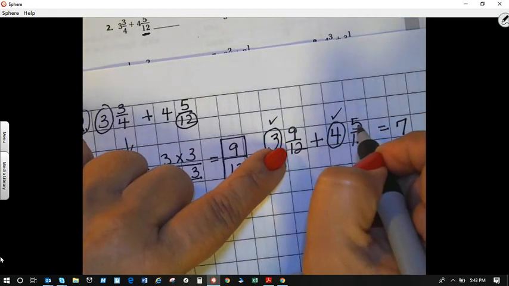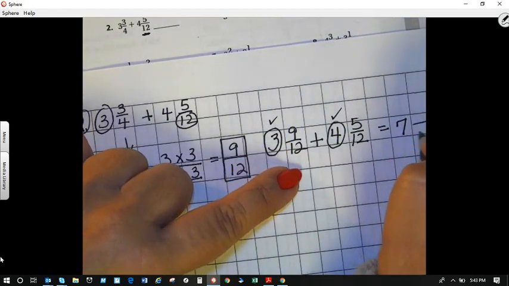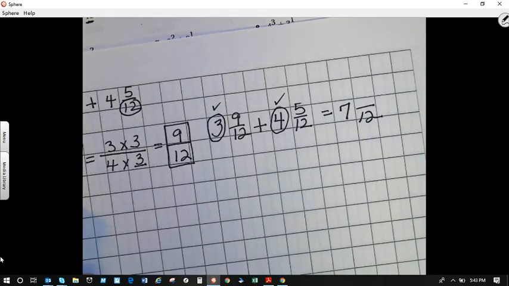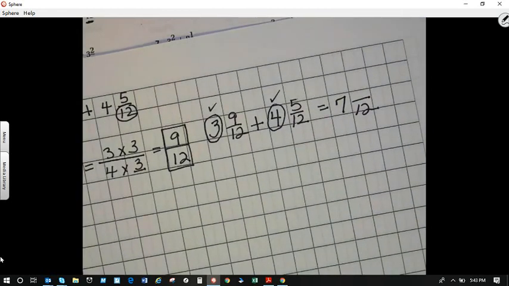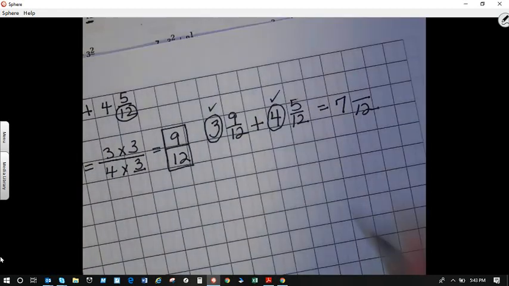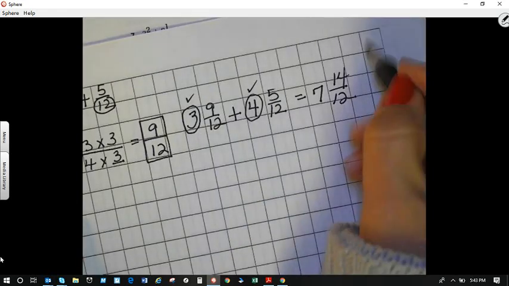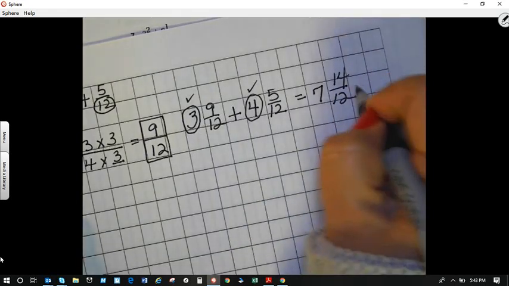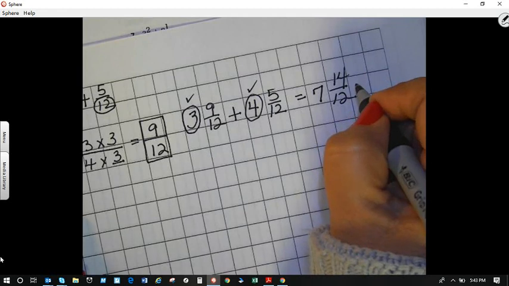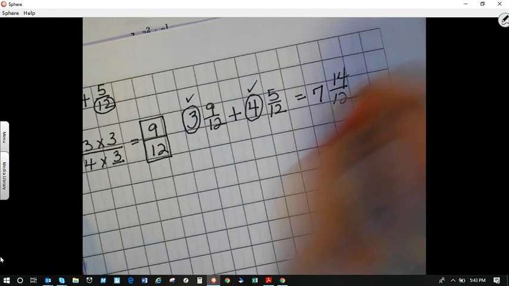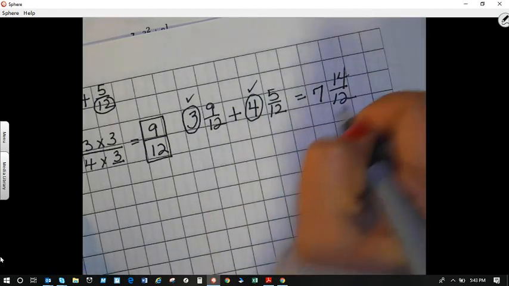9 plus 5, and I know my denominator is going to stay the same, so that's going to be 12. I'm going to automatically place that on there because it helps me remember. So I have 9 plus 5 is 14. Well, I know that this is greater than 1 because to make a 1, if it's 12, how far am I away? So I'm going to pull this 14/12 out here.